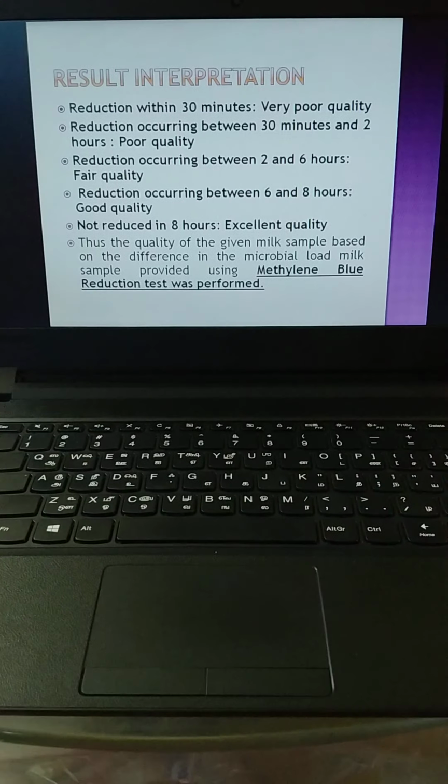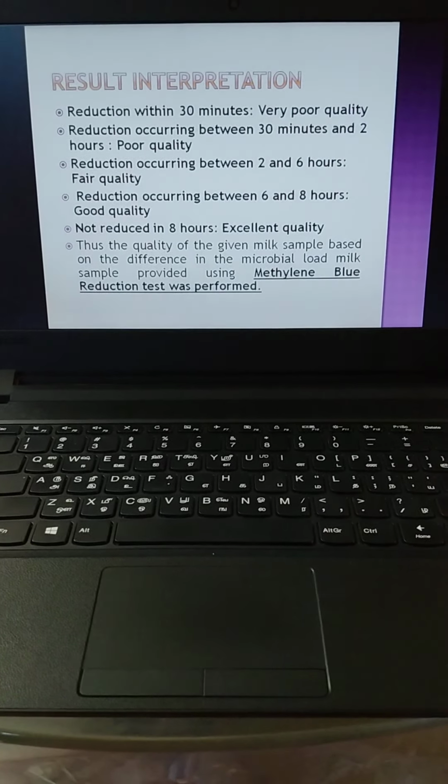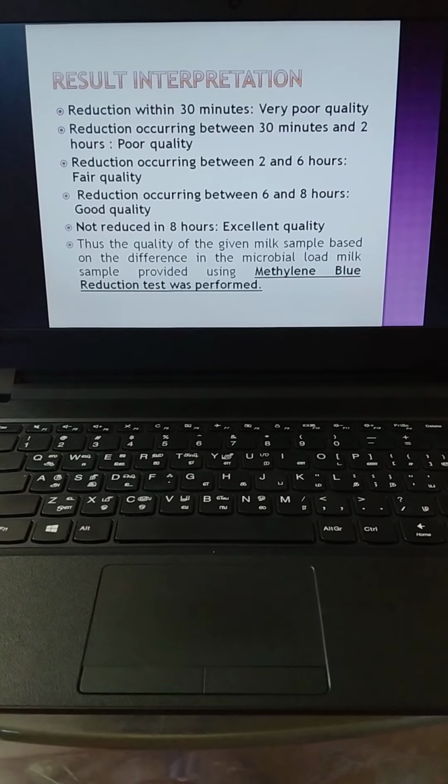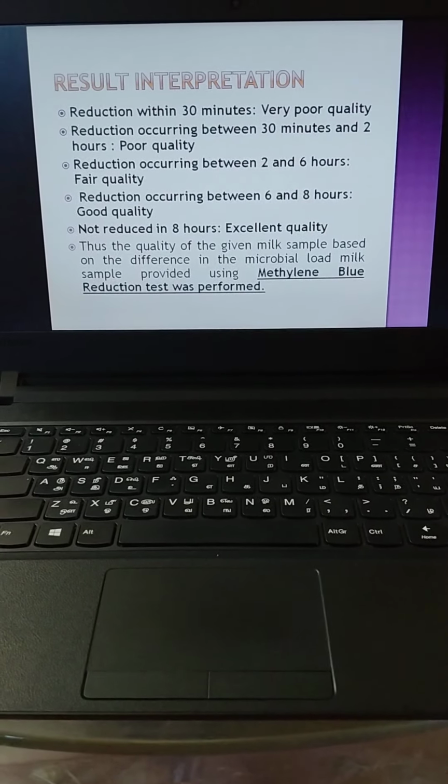So this we are performing using the methylene blue reduction test, where we make use of methylene blue as a redox indicator.